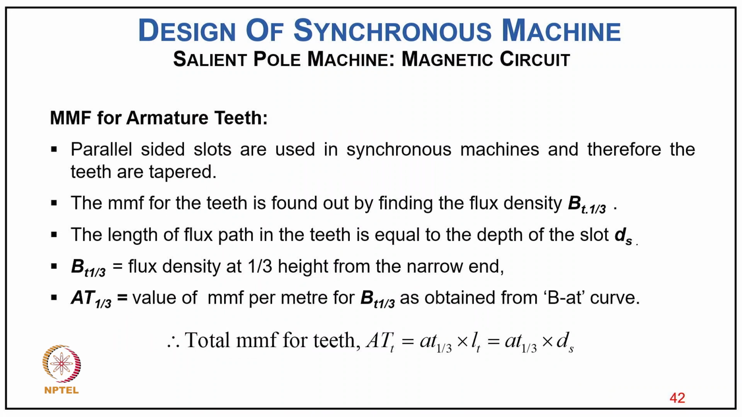Now coming to the MMF for armature teeth, parallel sided slots are used in a synchronous machine, and therefore the teeth are tapered. The MMF for teeth is found out by finding the flux density BT 1/3, and the length of flux path in the teeth is equal to the depth of the slot, that is ds. BT 1/3 is the flux density 1/3 height from the narrow end, and AT 1/3 is the value of the MMF per meter for BT 1/3 as obtained from the BH characteristic, and the total MMF required ATt is equal to AT 1/3 into Lt, that is AT 1/3 into ds. So that gives the MMF for the teeth.